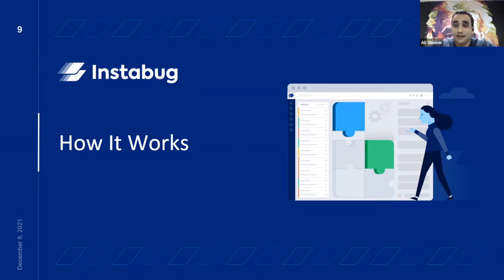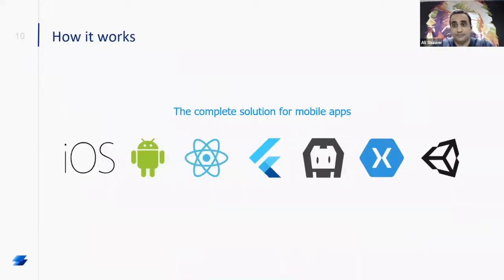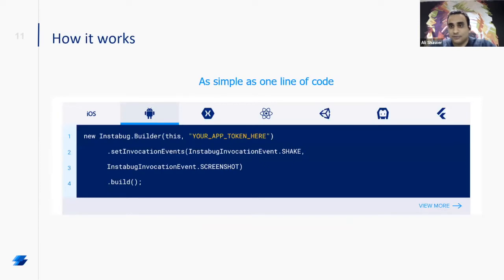So how it works, how you can integrate Instabug into your applications. These are the platforms that we currently support: iOS, Android, React Native, Flutter, Cordova, Xamarin, and Unity. And it's as easy as a single line of code. It's there in our documentation as well. This is an iOS example. You can go through our documentation and get an exact snippet of code for each one of the platforms to know exactly how to integrate Instabug. It's very easy, and you have our support there 24/7 to help you out if you need any further help.